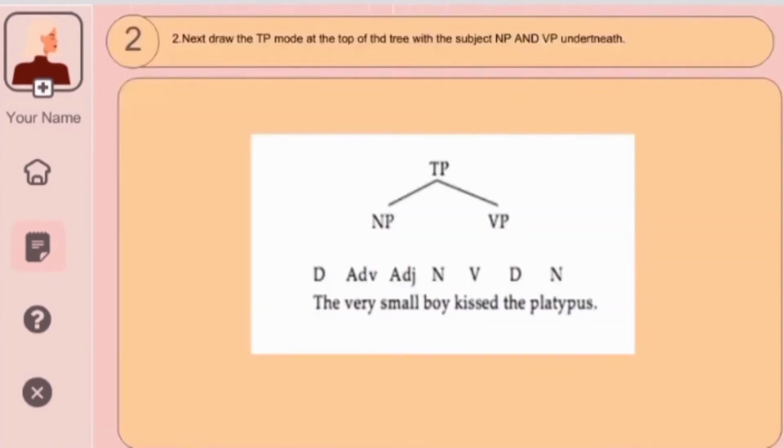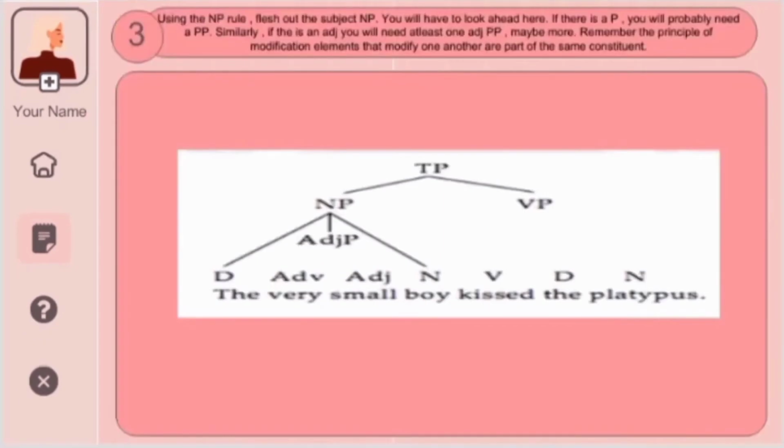Next, draw the TP node at the top of the tree with the subject NP and VP underneath. Number 3. Using the NP rule, flesh out the subject NP. You will have to look ahead here. If there is a P, you will probably need a PP. Similarly, if there is an adjective, you will need at least one adjective phrase, maybe more. Remember the principle of modification: elements that modify one another are part of the same constituent.